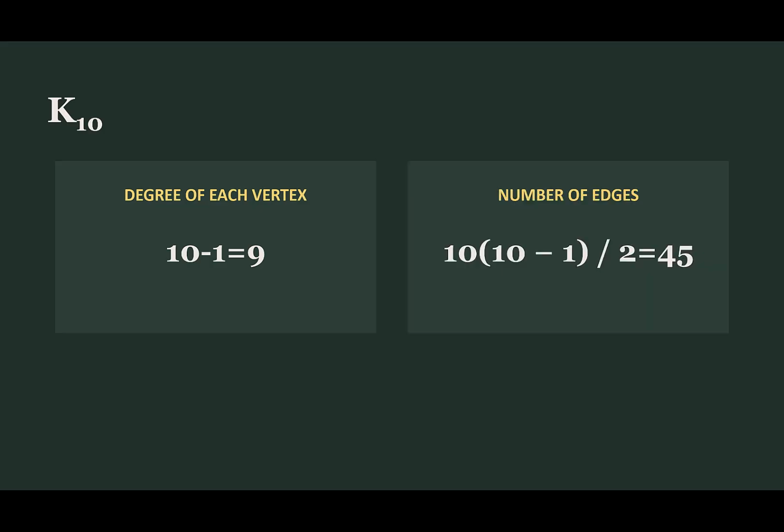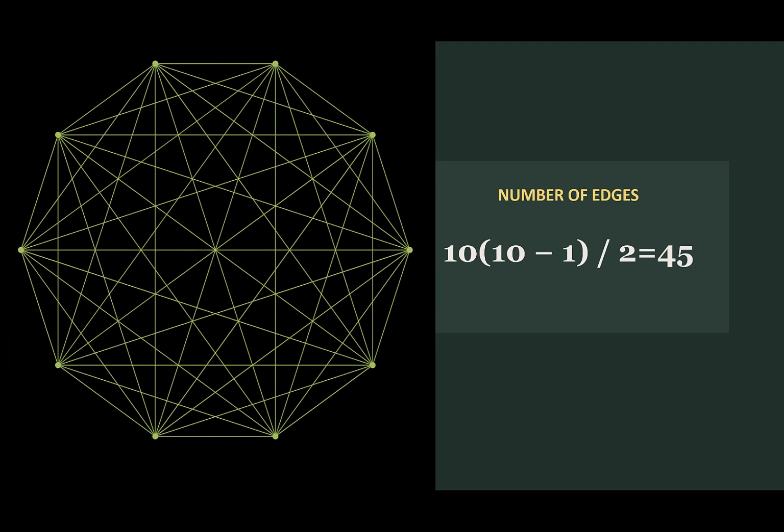So let's say we wanted to know how many edges are in K10. We would start by finding the number of degrees for each vertex. That would be 10 minus 1, which is 9. Then the number of edges will be 10 times 9 divided by 2, which is 45. It would look like this: a graph with 10 vertices that are each degree 9.